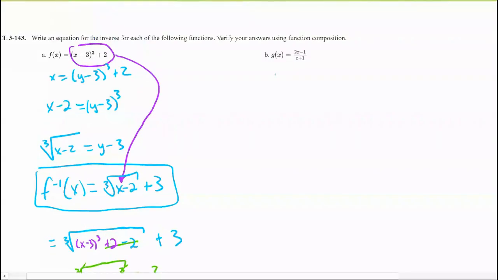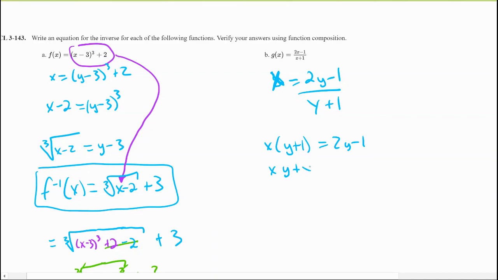For the second one here, again, switching x and y. I'm going to multiply y plus 1 on both sides because I want to get y by itself. So first I'm going to distribute and then get all of the y's that I have on the left side. So I'm going to subtract 2y, and I'm going to move this x over to the right side. So I got xy minus 2y equals negative x minus 1.